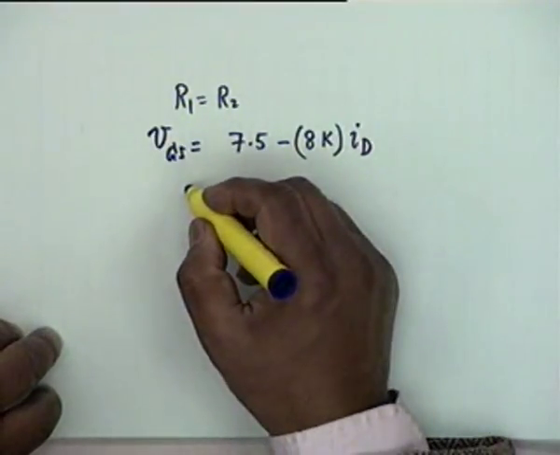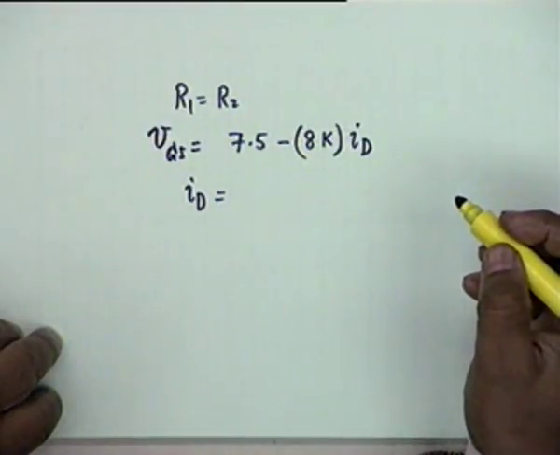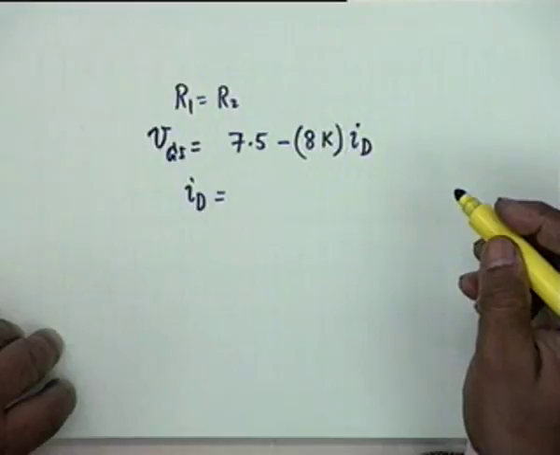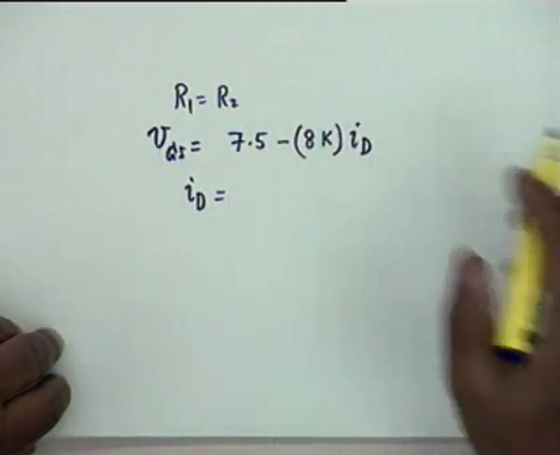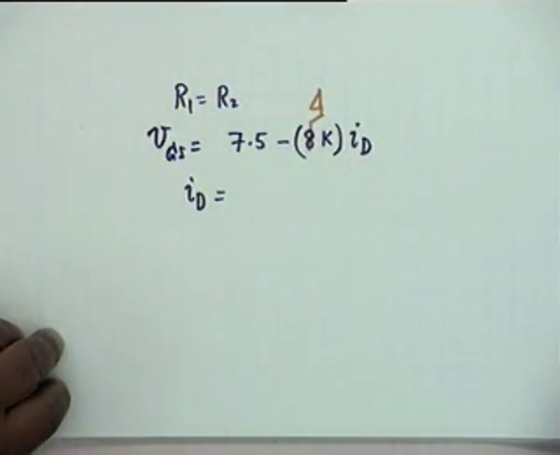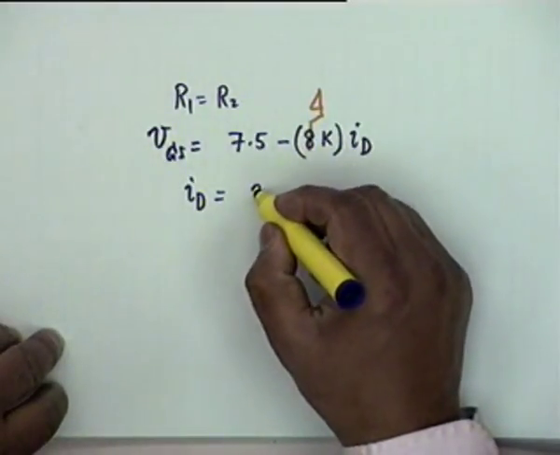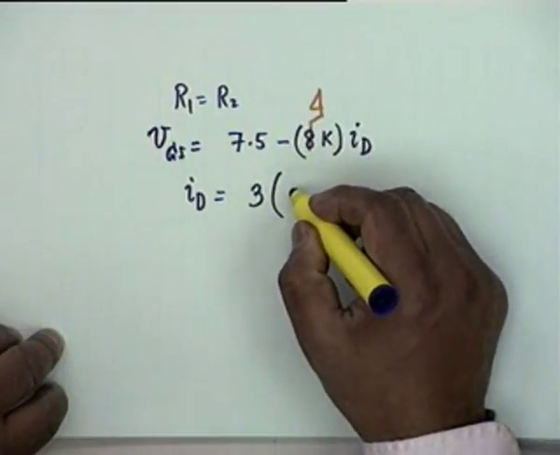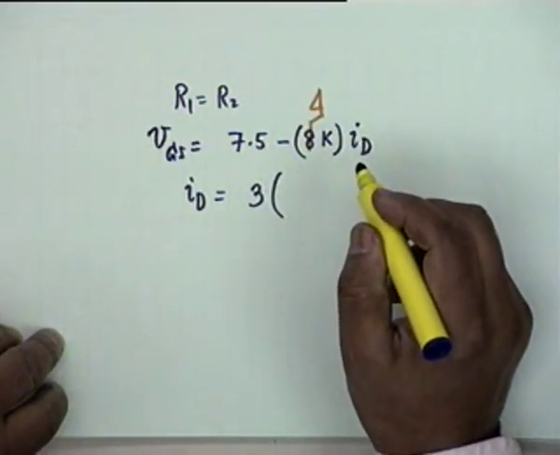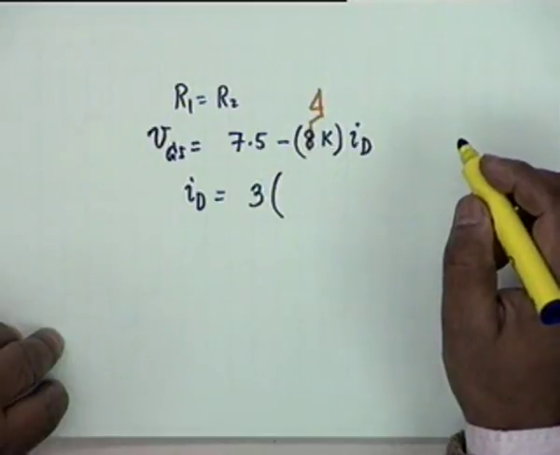And the other equation is that ID... that is, so there should be 4K. It is only R sigma. It is only R sigma. Okay. And the other equation is that ID equal to 3, then VGS minus 2.